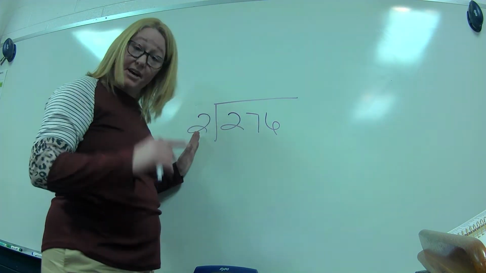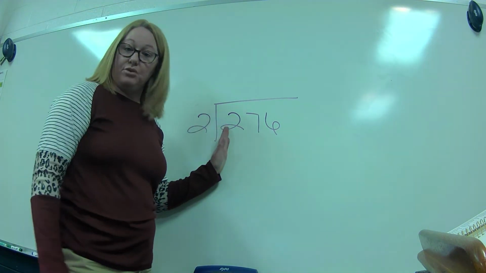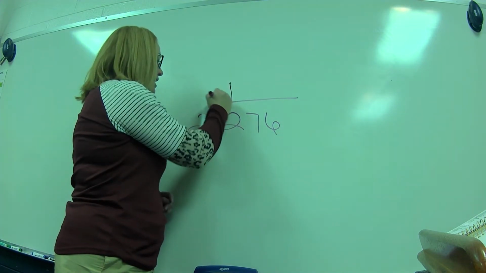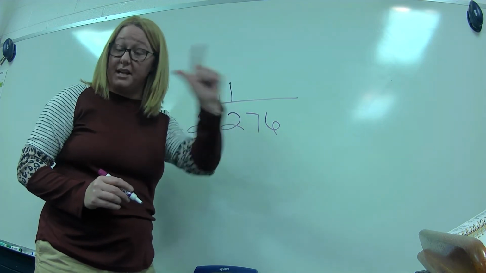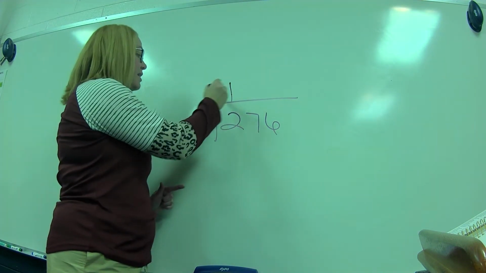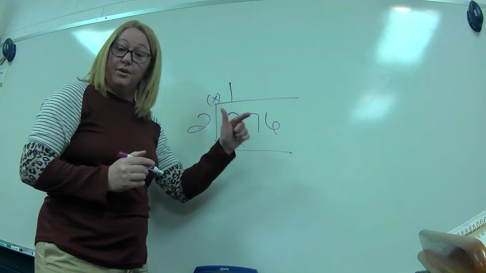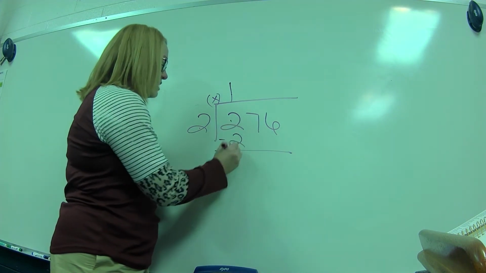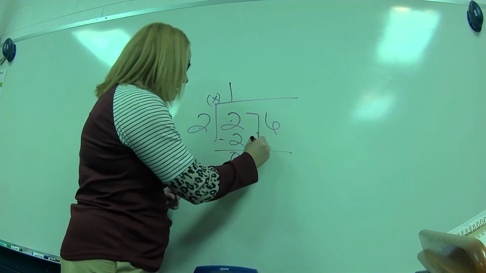Here's kind of where your comparing comes in. Can 2 go into 2? Sure, 2 times 1. So I put a 1 there. I like to put a little multiplication sign there because I'm dividing and I'm multiplying. Step 2 is multiplying. So 1 times 2 is 2. Now I have to subtract because those monkeys stink. 2 subtract 2 is 0. I have to bring down.